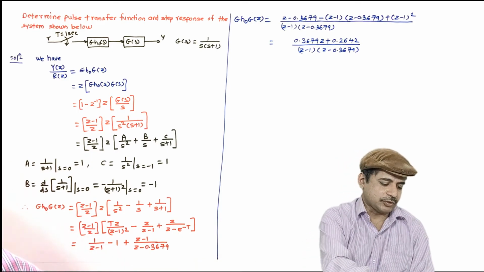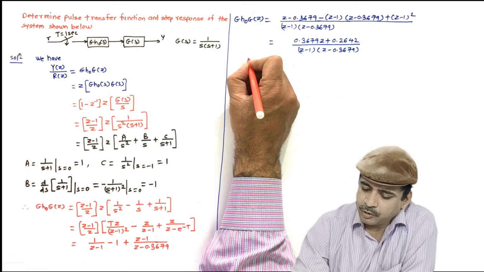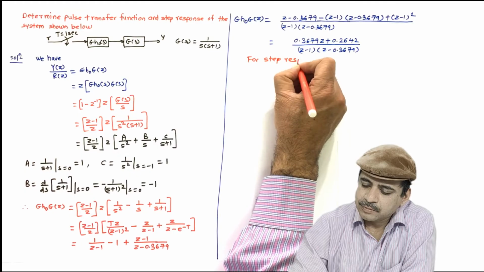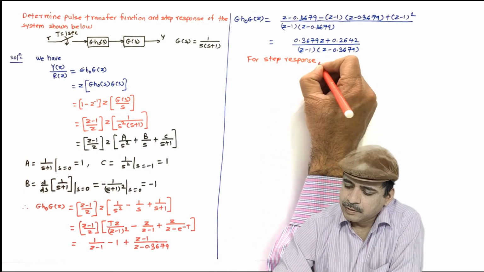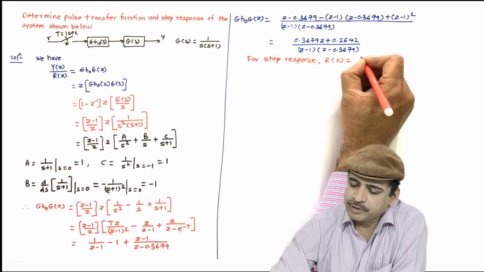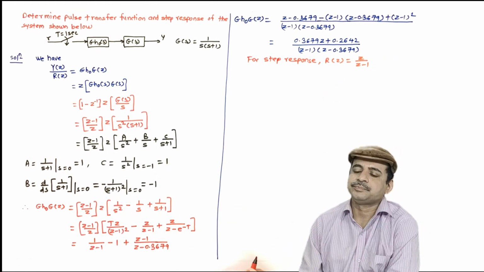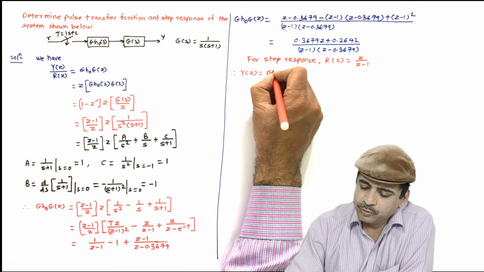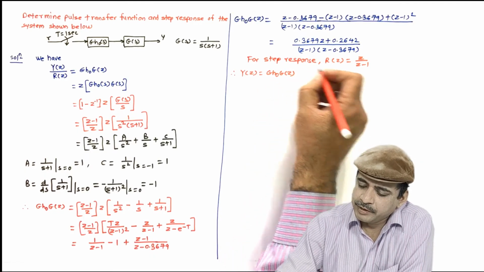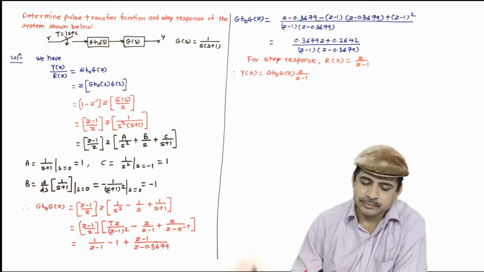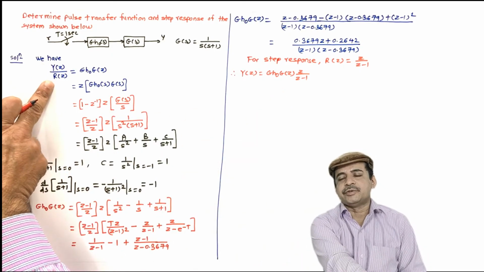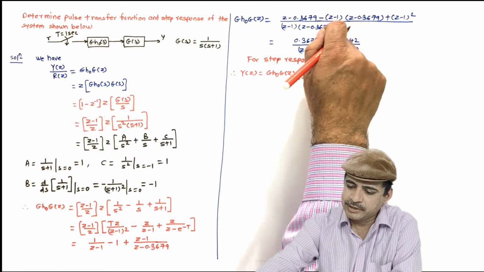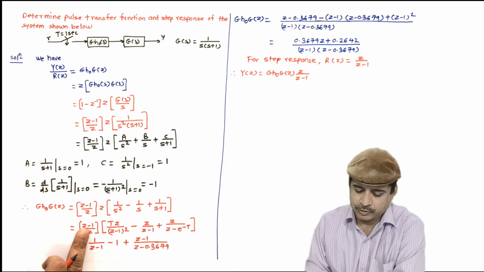Now we have to obtain the step response. So for the step response, R of z is the z transform of the step, which is z upon z minus 1. And so Y of z will be equal to GH0 G z into z upon z minus 1, because GH0 G z is Y of z upon R of z. So Y of z will be GH0 G z into R of z. So what we will do, we will not use this as GH0 G z. For simplicity, we will use this one.